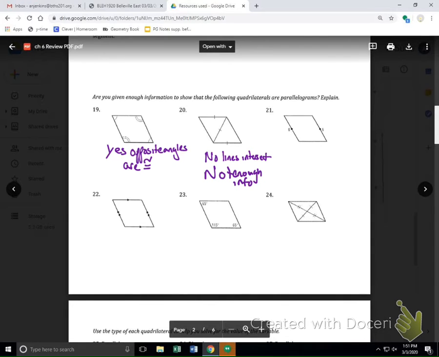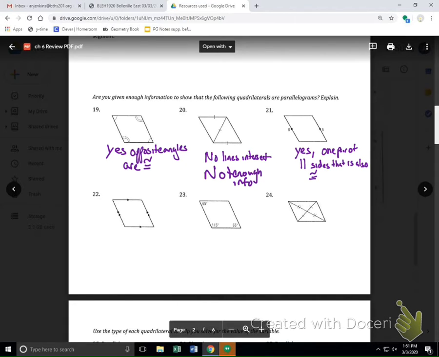Okay, number 21. You have a pair of parallel sides and a pair of congruent sides. Is this one going to be a parallelogram? Yes. This was one that was slipped in for a rule in 6.6, and it said if you have one pair of parallel sides that is also congruent, as long as the same side is parallel and congruent, it's going to be a parallelogram.